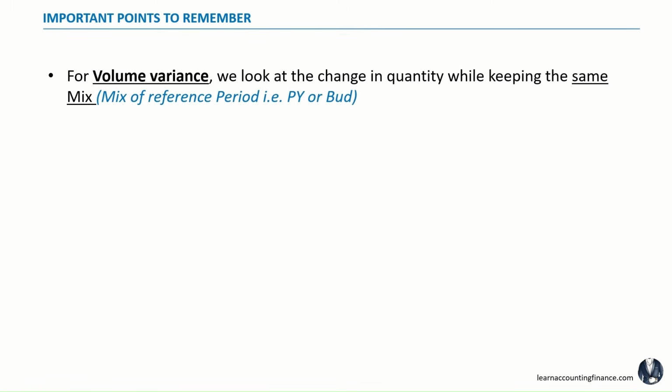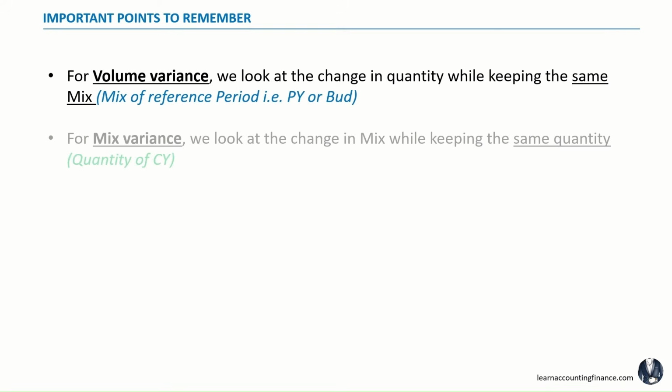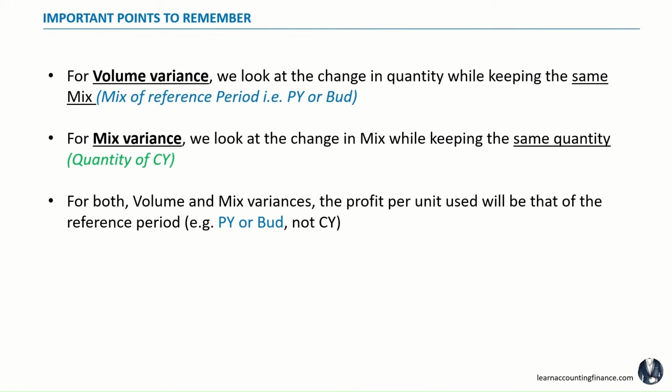That is either prior year or budget, not the current year. For mix variance, on the other hand, we look at the change in mix while keeping the same quantity. And in this case, the quantity is that of the current year. For both volume and mix variances, the profit per unit used will be that of the reference period. That is either prior year or budget.